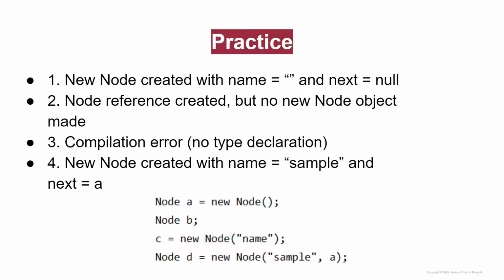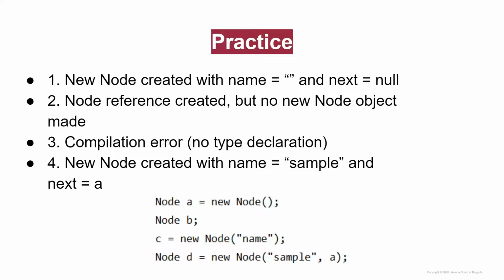For 3, this third line here, we have C equals new node, and then in parentheses, name in quotes. You might think this looks good as a use of our info parameterized constructor. However, this is actually going to cause a compilation error because there's no type declaration for what C is. We always need type declarations in Java. So you would need to say node C, or else the compiler is not going to know what C is. And since Java is a strongly typed language, this is necessary or else it's going to crash.